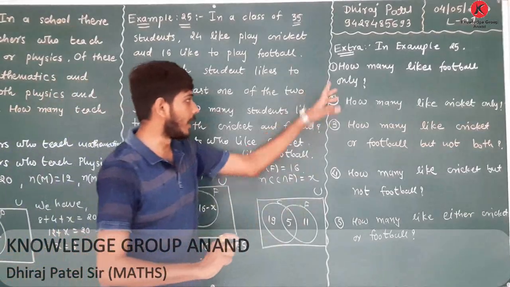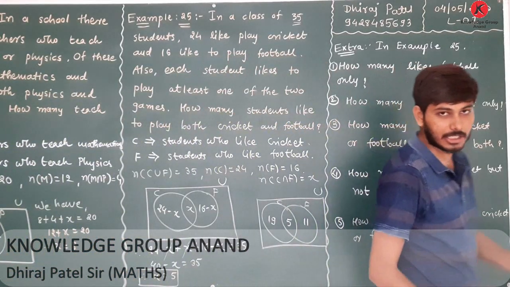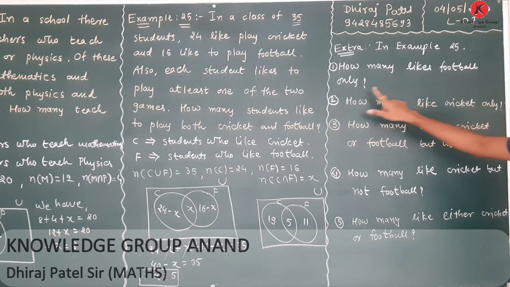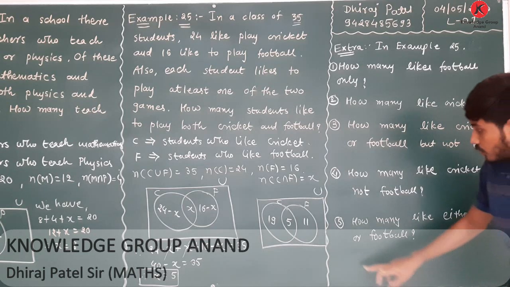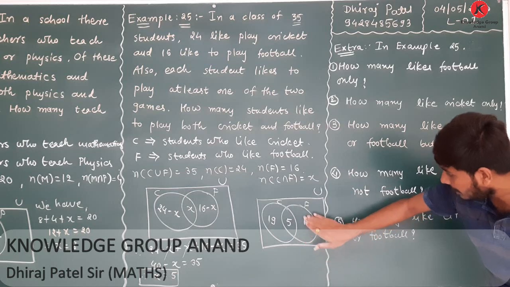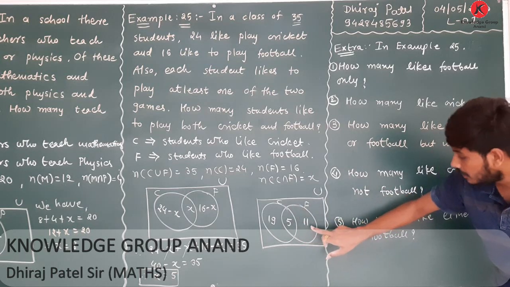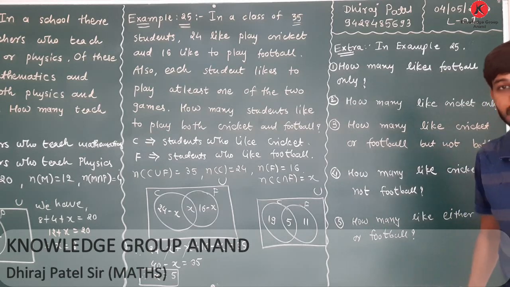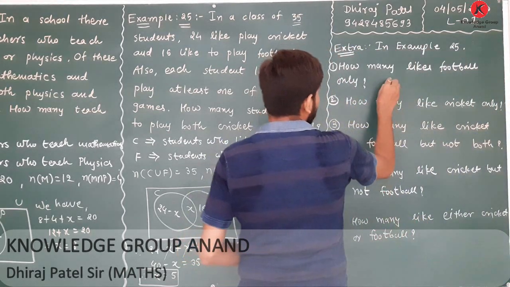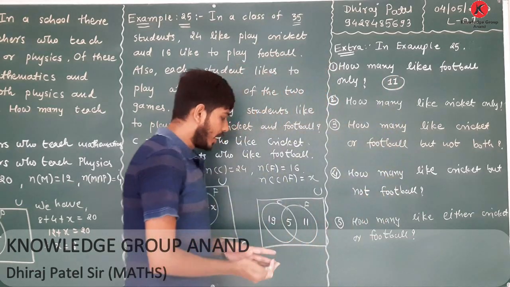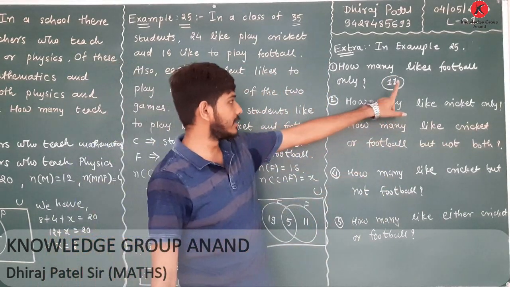Okay. Now I am asking the questions related to this data. How many students like football only? So we know that this portion is for football only. Therefore, we can directly answer, no need of calculation. We can say that 11 students like football only. So this answer is 11.